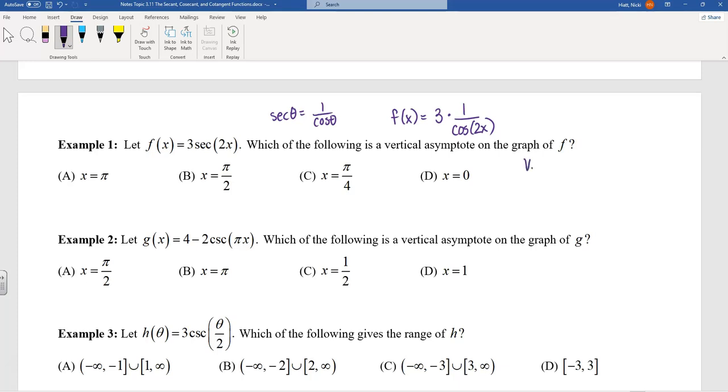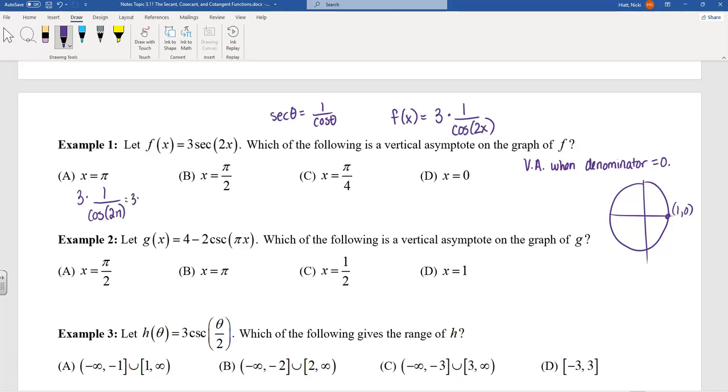And we have vertical asymptotes when the denominator equals 0. Since this is a multiple choice question, I could just plug in my answer choices to see which one's going to give me a 0 in the bottom. So if I've got 3 times 1 over cosine of 2 pi, in unit circle, 2 pi is right here. What is cosine of 2 pi? That's 1. So that's 3 times 1 over 1, not undefined, not that one.